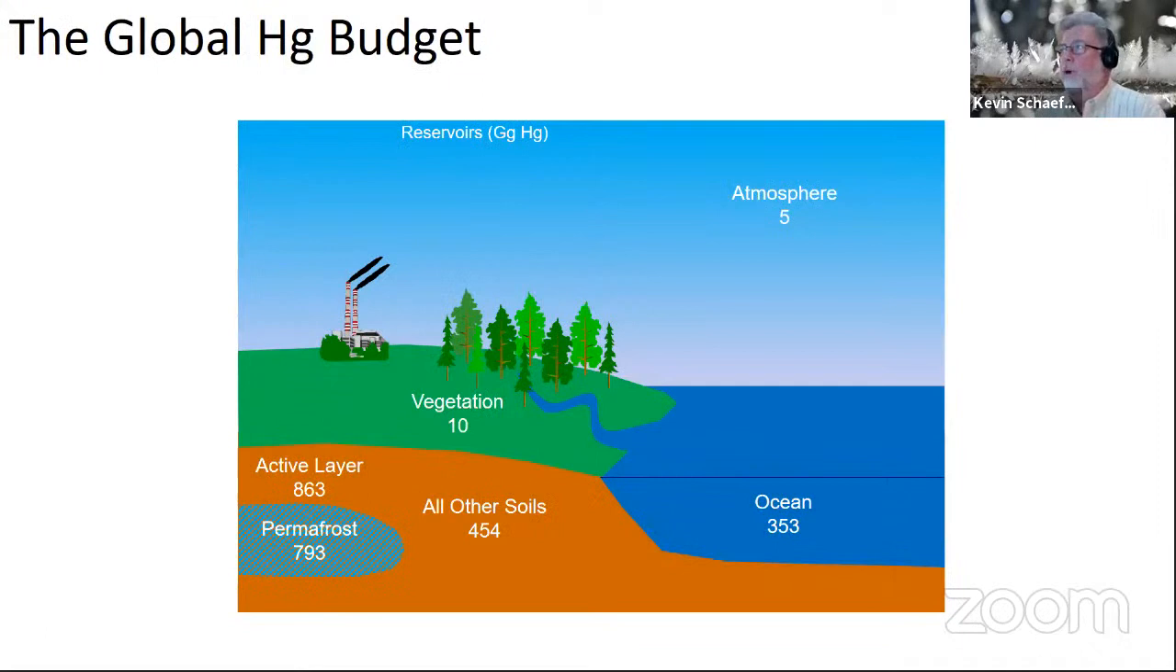Now, here's a picture of the global mercury budget. In these kinds of simulations, you really have to think global as well as local. And you see here, up on the left, these are the largest reservoirs: the active layer, that's the surface layer of soil in permafrost regions, and the amount that's actually frozen. And then you see all the other soils for the entire planet. Vegetation is actually fairly low. And then, of course, the ocean is a fairly large reservoir in aqueous form. The atmosphere doesn't hold that much either. But you notice here that permafrost regions contain twice as much mercury in the soil as the rest of the globe combined. So there's a lot of mercury there.